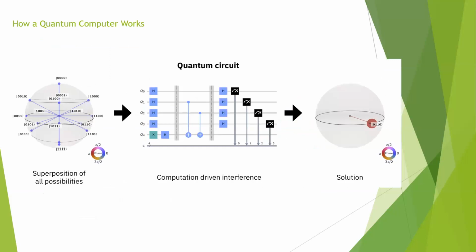Now, how a quantum computer works. For example, a superposition of all the possibilities is given in a qubit. Then we apply a quantum circuit, and different qubits are driven through interference. Then the solution: only the required outcome is generated by the use of interference.